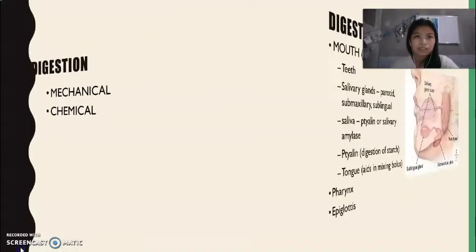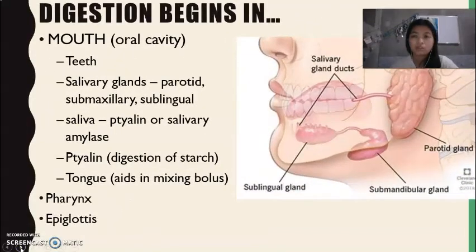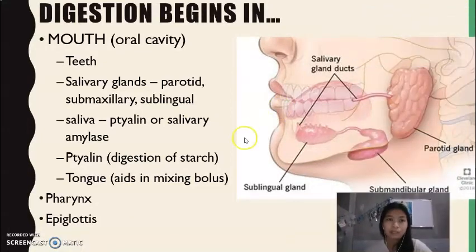So let us discuss where digestion begins. Digestion begins, of course, in the mouth or the oral cavity. In our mouth, we have our teeth, of course, for cutting, tearing, crushing, and grinding food. And then the salivary glands produce saliva in order for us to soften the food that we eat.